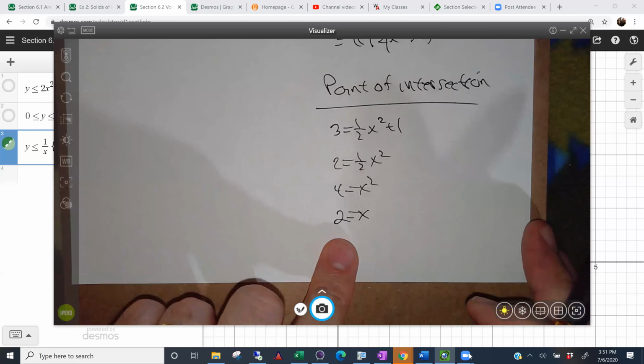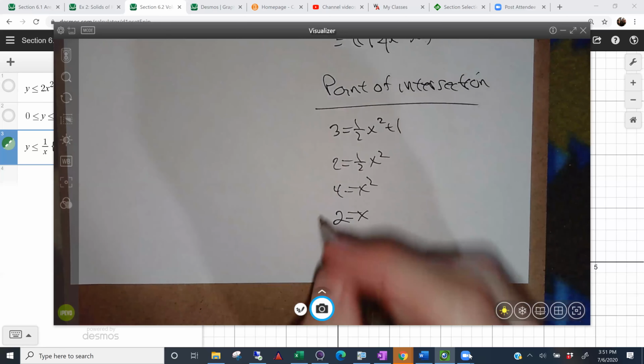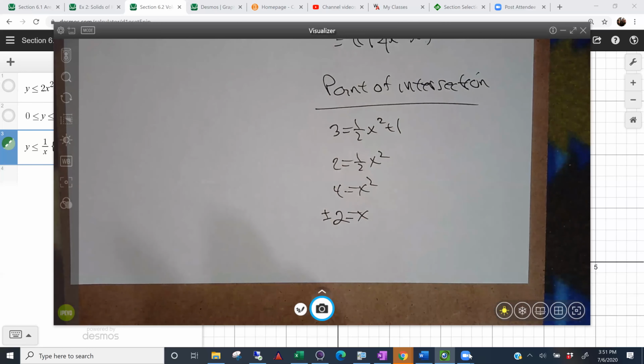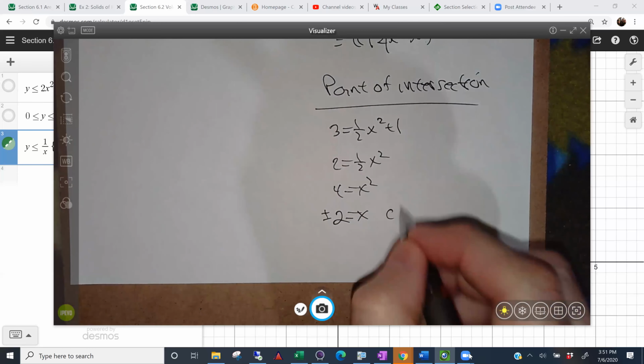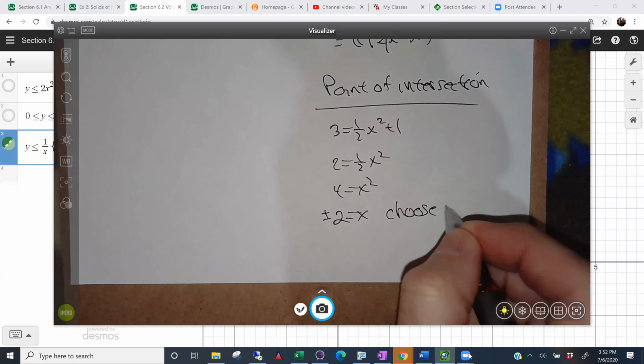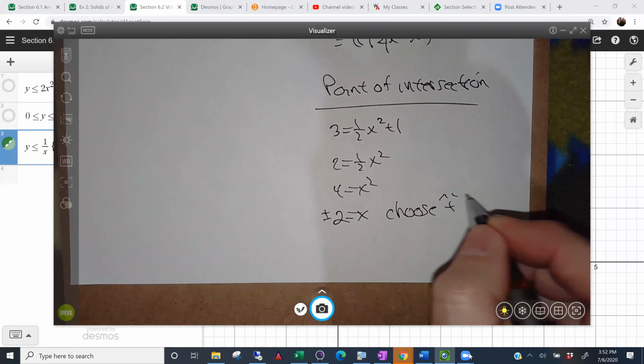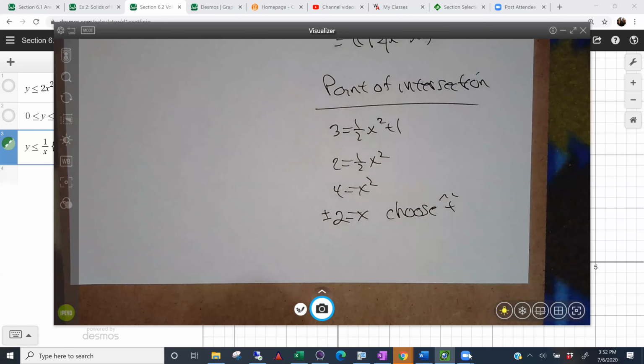All right, so that point of intersection, really there's 2 points of intersection. There's a plus and minus 2. Obviously we want the positive one because that's going to be in the first quadrant where our region is.